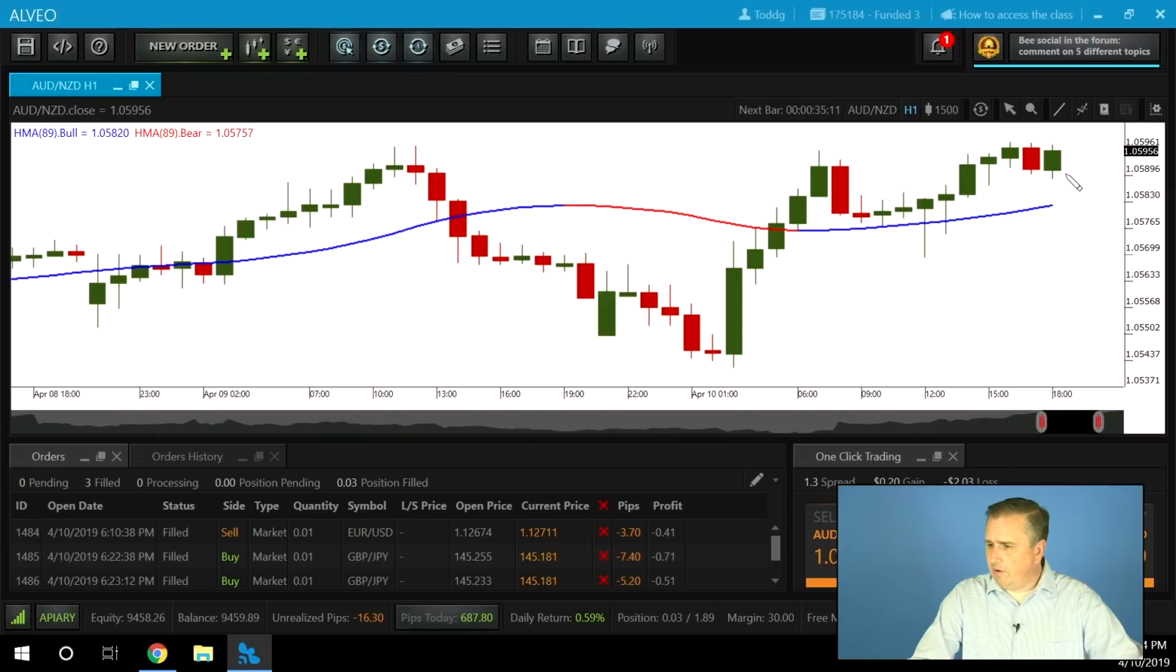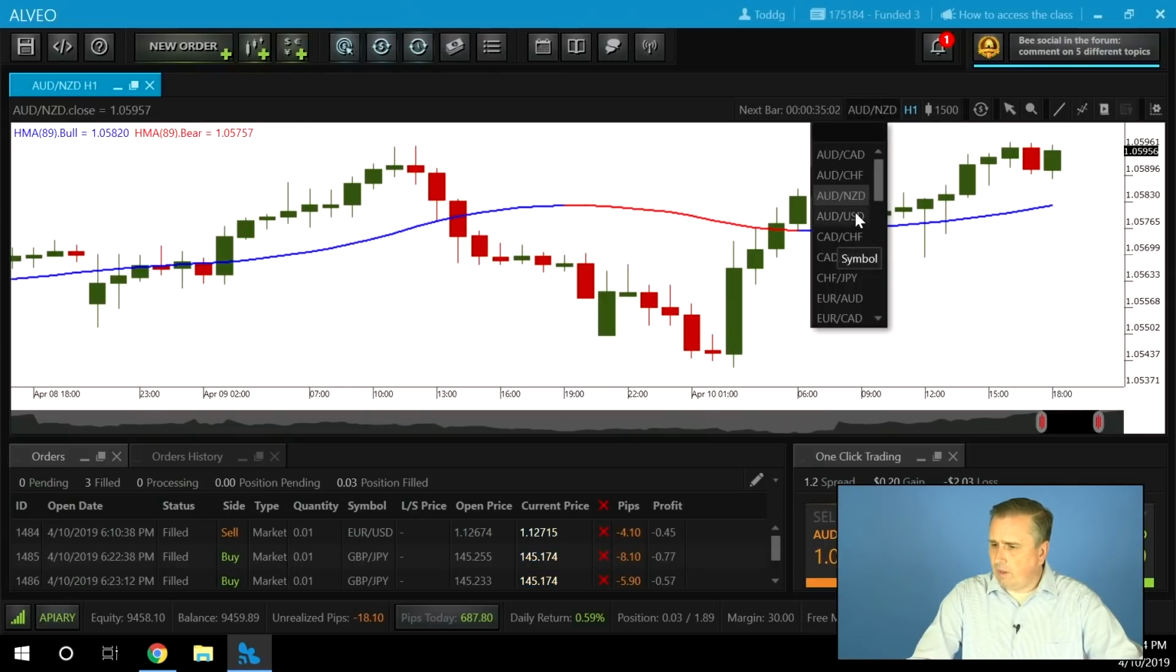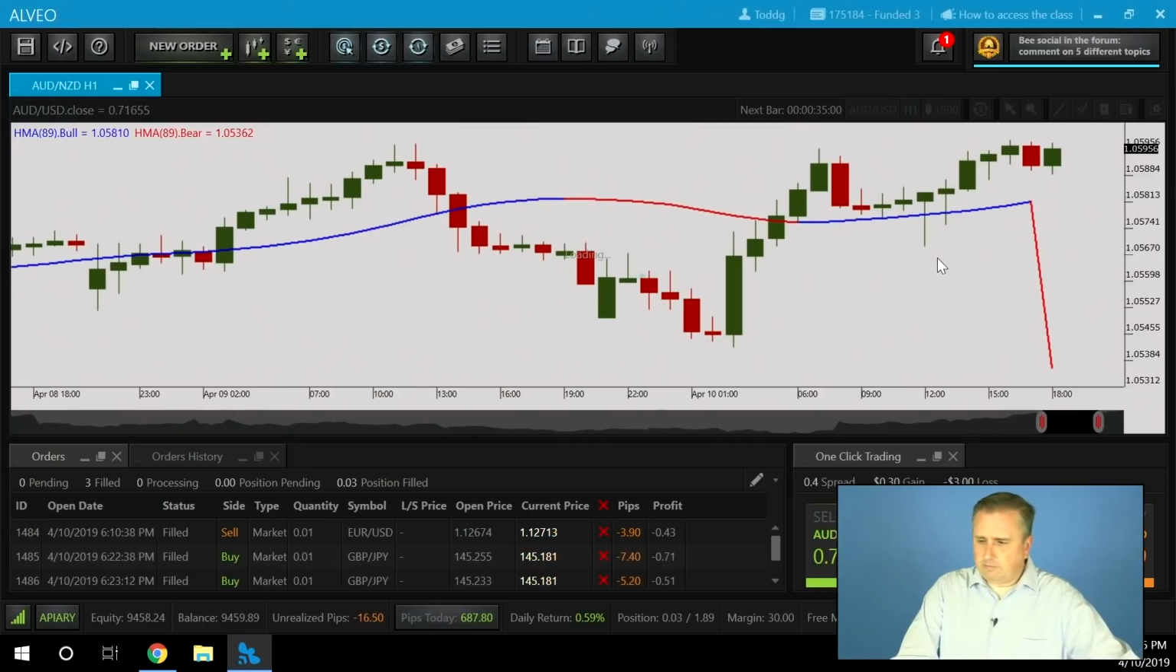Again, got a little bit of a pullback. I would have looked at getting into this on this red candle here, but now that we've already moved up, I'm going to hold off on that. Here's the Aussie dollar.